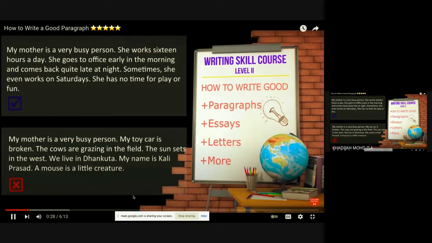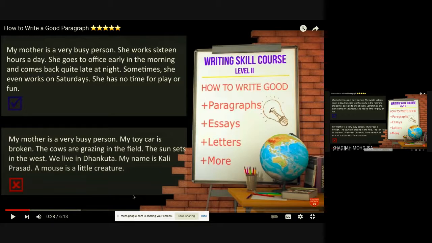Okay, let's read the first one. My mother is a very busy person. She works 16 hours a day. She goes to office early in the morning and comes back quite late at night. Sometimes she even works on Saturdays. She has no time for play or fun. Can you understand the paragraph?